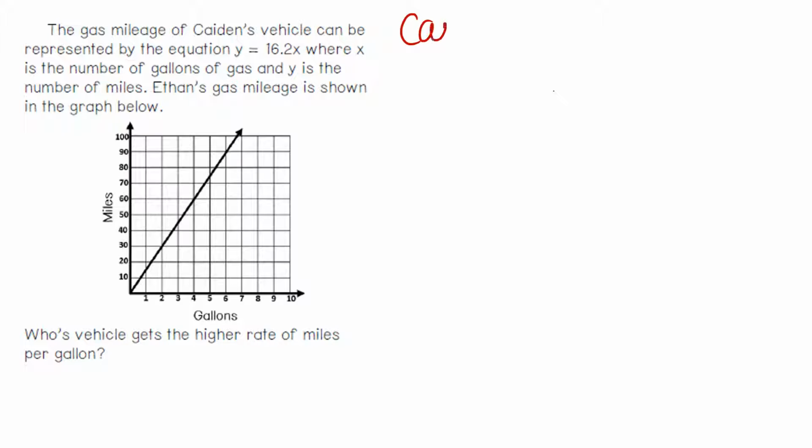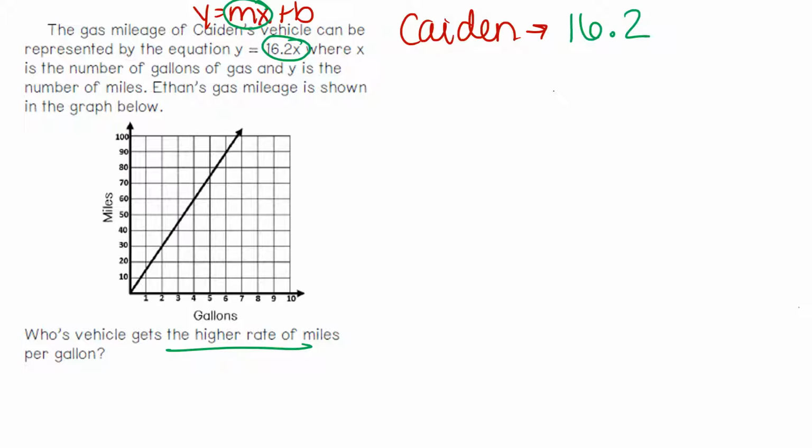So for Caden, we're referencing the equation y equals mx plus b. Remember, the mx value represents the rate of change, which is what the question is asking for. So in this case, Caden's rate of change is 16.2. Caden gets 16.2 gallons per mile.